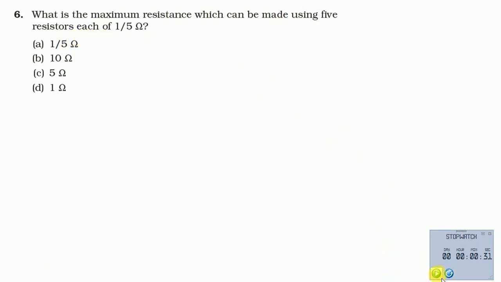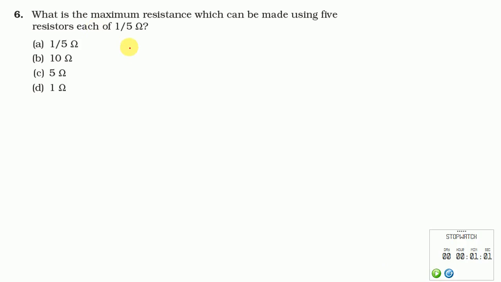Okay. Now this question: what is the maximum resistance that can be made using 5 resistors each of 1.5 ohm? Think over it. And time is started. It's an easy question. Either you can connect it in series or parallel or a mixture of both. Resistances can be connected like that only.